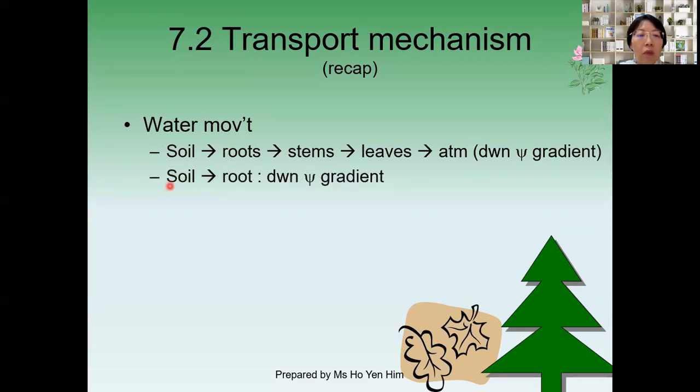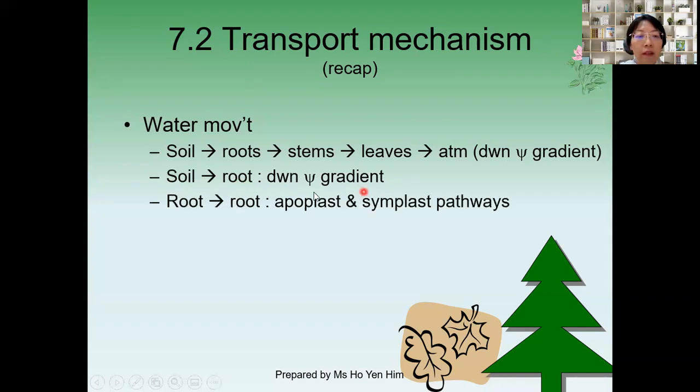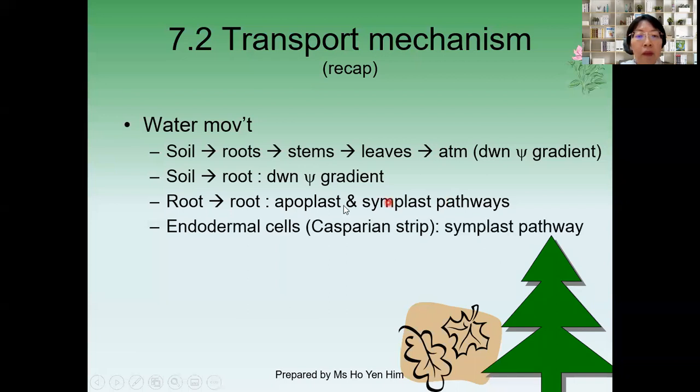Then how water is transported from the soil into the root is down the water potential gradient. Then from the root to root is by apoplast and symplast pathways. And then in the endodermal cells, because of the Casparian strip, which is waterproof, the water is forced to pass through the cell surface membrane and the cytoplasm of endodermal cells. So it's symplast pathway only in endodermal cells.